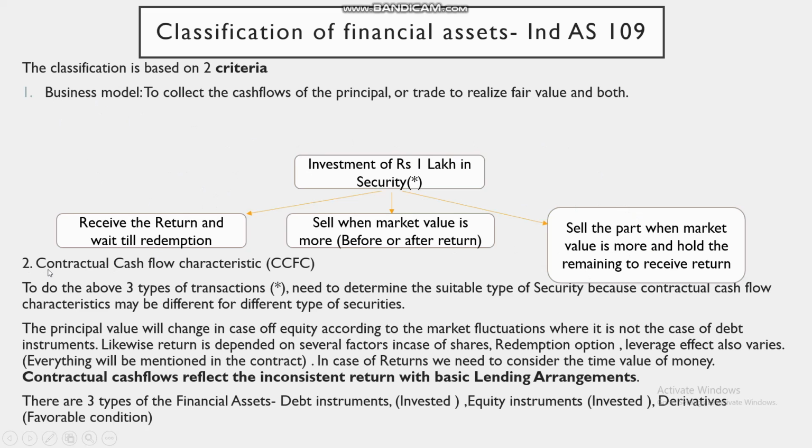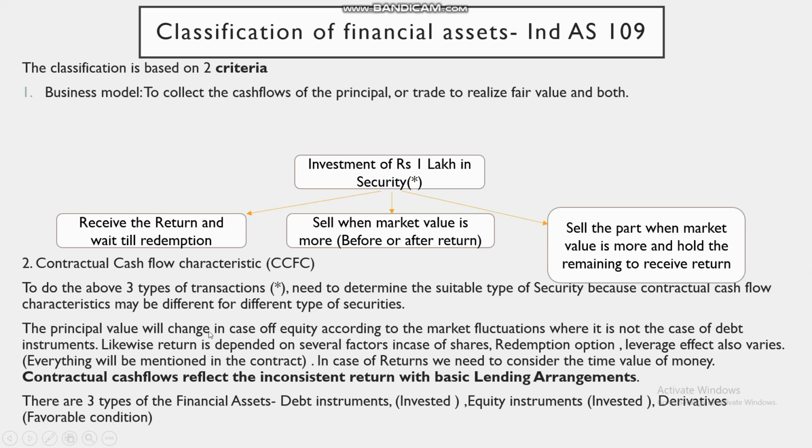And the second criteria is contractual cash flow characteristics. To do the above three types, these three options need to determine a suitable type of security, because contractual cash flow characteristics may be different for different types of securities. What is contractual cash flow? It's nothing but the return. For different securities, the returns may be different, and how much return you are going to get, all those things are mentioned in the contract itself.